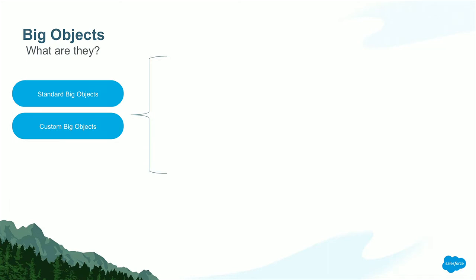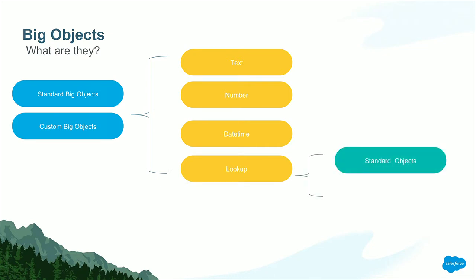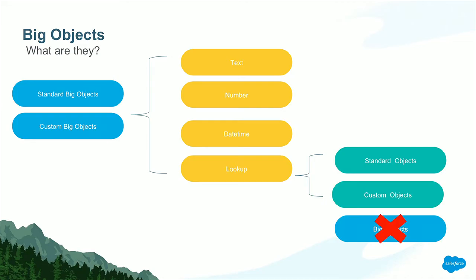However, not all the field types are going to be available for you. You will be able to create text fields, number fields, date time fields, and lookup fields. But if you create a lookup field in a big object, you are going to be able to create it to a standard object or a custom object, but never to a big object, at least not yet.